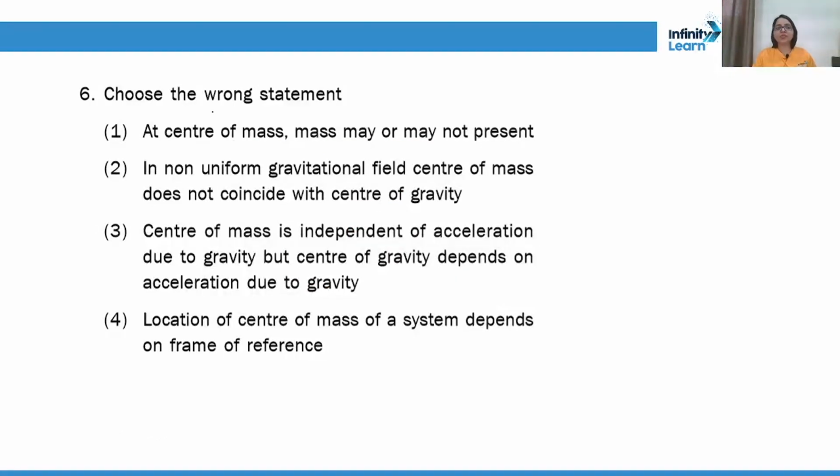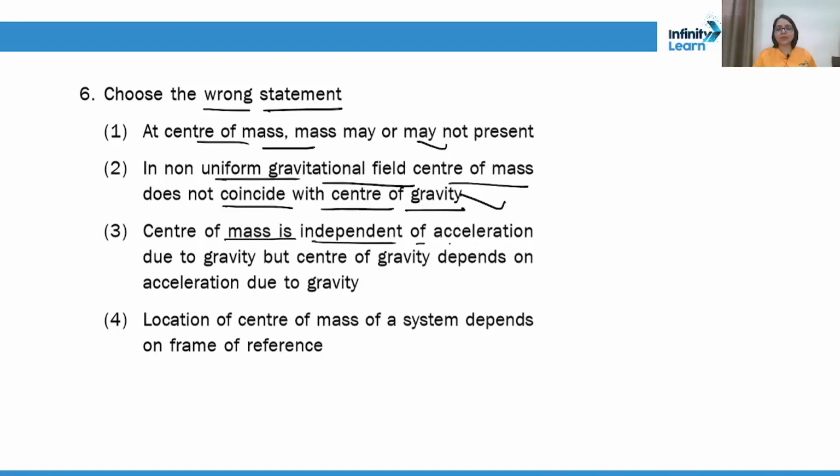Question number 6. Choose the wrong statement. At the center of mass, mass may or may not be present. That is true, like a donut. In non-uniform gravitational field, center of mass does not coincide with the center of gravity. That is true. Center of mass is independent of acceleration due to gravity, but center of gravity depends on the acceleration due to gravity. True.